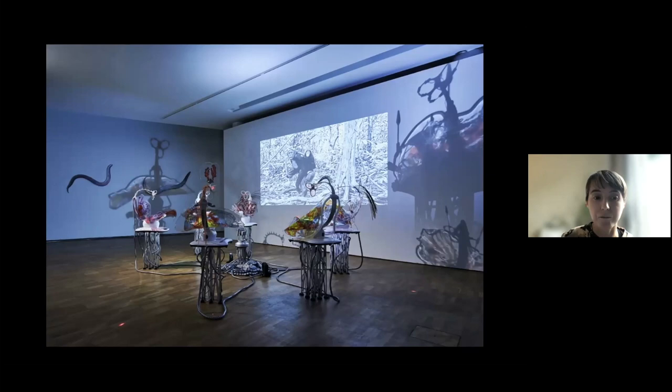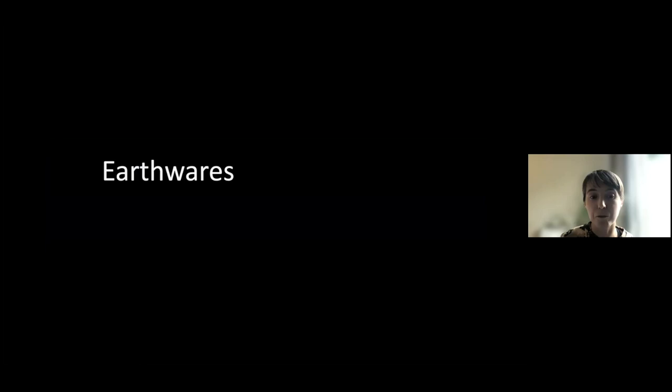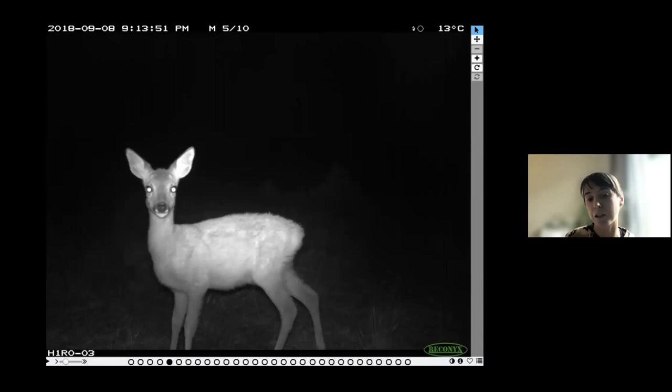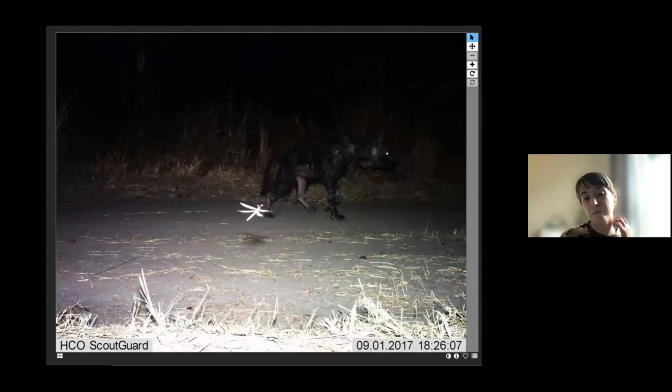And what I thought would be the most interesting for them to study would be a series of images that became another project, and I call them generally earthwares. These are images that were taken by automatic cameras in the wild. The cameras are positioned in a lot of forests and savannas and rainforests and deserts of the world to study the abundance of certain species of animals and trace movement of animals and biodiversity. And what I find fascinating about these images is that they're created by automatic cameras in hundreds of thousands, and they're not really meant to be seen by people.